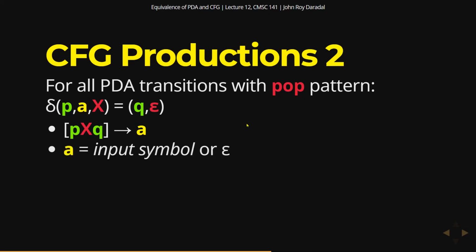But A could be an input symbol or epsilon. It could be epsilon because take note that we could have epsilon transitions, right? So this one here could be epsilon.